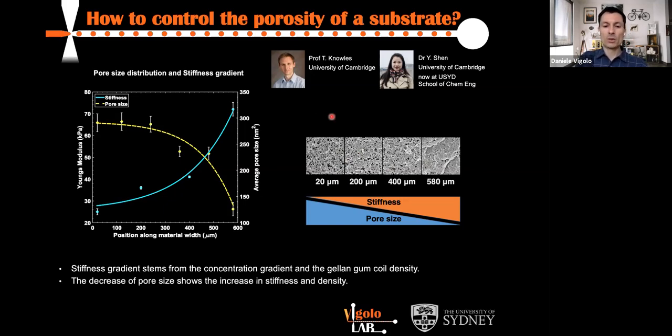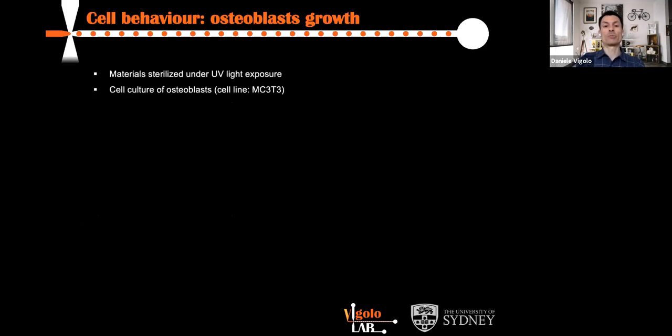Now, this is the way we develop the material. But again, the goal is to develop a biocompatible material to be used as a scaffold. We have to prove that this is actually possible, and so we do some cell study. In particular, we were interested in looking at osteoblast growth on this material.